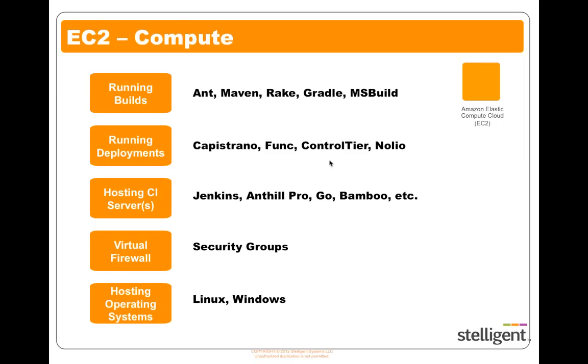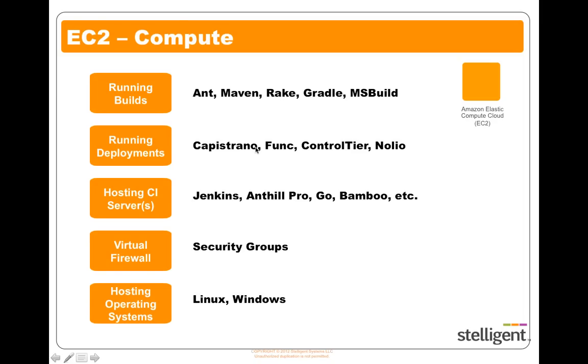All right, so I wanted to go over those 6 or so services of the 20 plus services that are part of Amazon Web Services, and then I'll go over some examples of how to use that. But the first one is EC2, which provides the compute needs, and so you can launch and terminate an instance. And typically what we use the EC2 instances for are things like running builds and running deployments and hosting the CI server. You can define your virtual firewall through security groups. You can host your operating systems such as Linux and Windows.